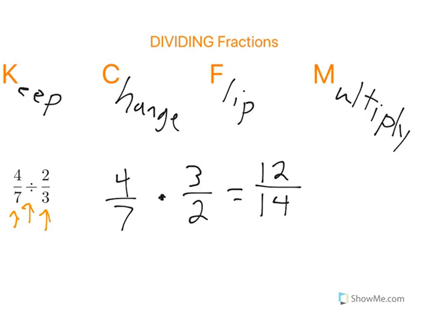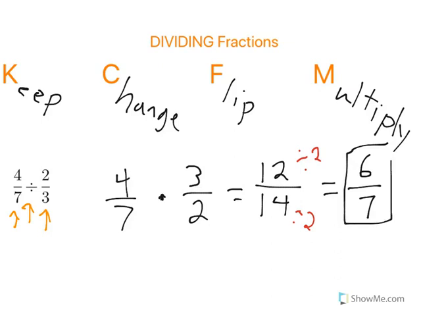And in this case, this is one where we can divide both of them by the same number. I can divide each of these by 2 to simplify. 12 divided by 2 is 6. 14 divided by 2 is 7. And that is as simple as we can make that fraction. So 4/7 divided by 2/3 is 6/7.